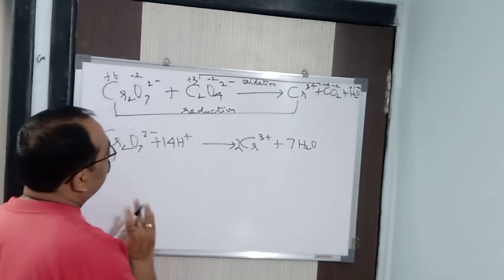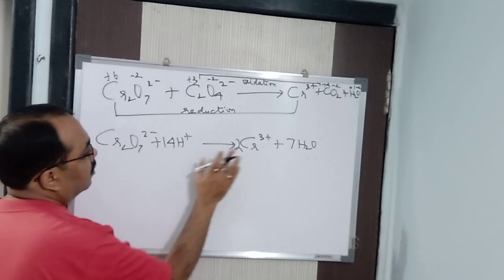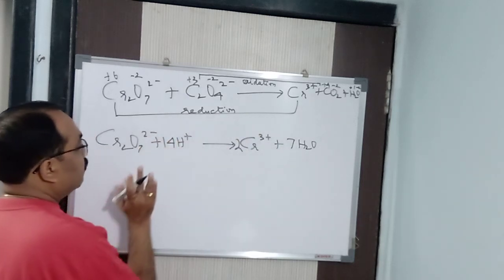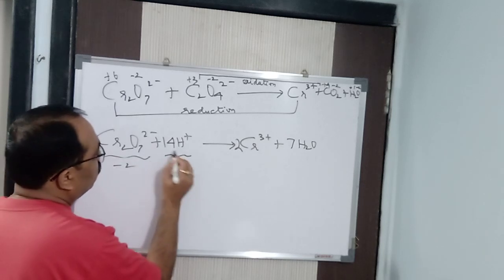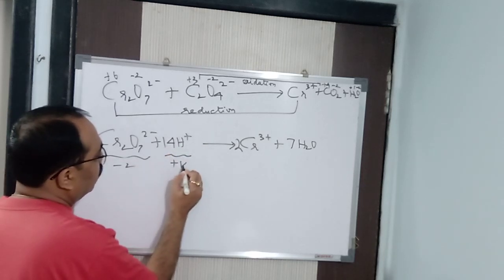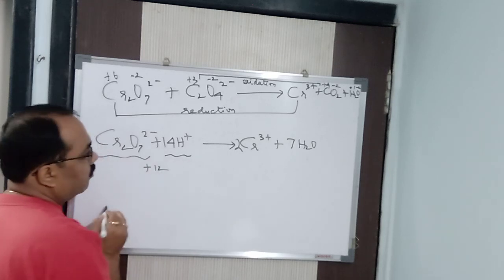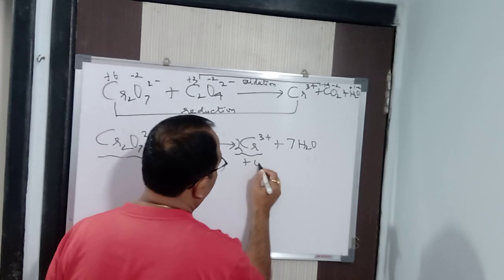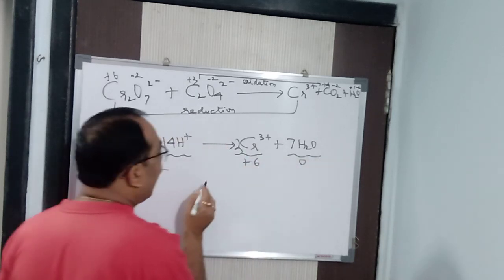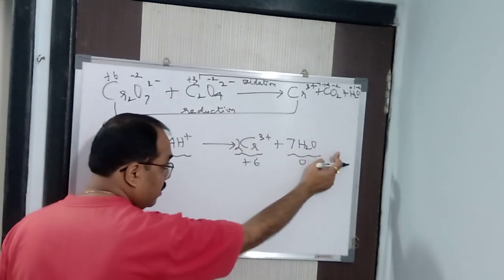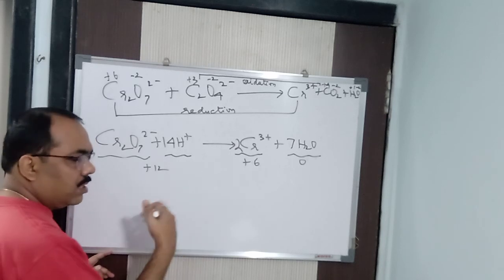Clear? Now everything is balanced: chromium, hydrogen, oxygen. Now I have to balance the charge. Here the total charge is minus 2, and 14 into plus 1 is plus 14. So plus 14 minus 2 comes to plus 12. Here the total charge is plus 6 on the other side. So either I can add 6 to this particular side or I can subtract 6 from this side, because it becomes 6 on both sides.